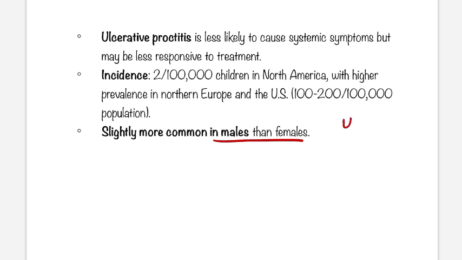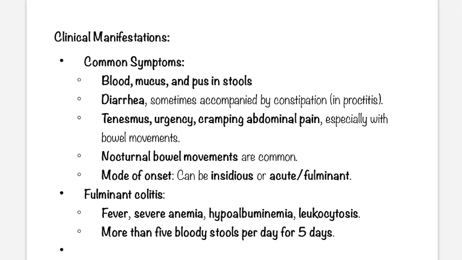So just remember for UC, the male to female ratio is more, males are more involved. What are the clinical manifestations? Though we have seen the general clinical manifestations of IBDs and the tabular difference between ulcerative colitis and Crohn's disease, let's look at some symptoms specific to ulcerative colitis. As we discussed earlier, blood, mucus and pus in stool are seen in UC more commonly.